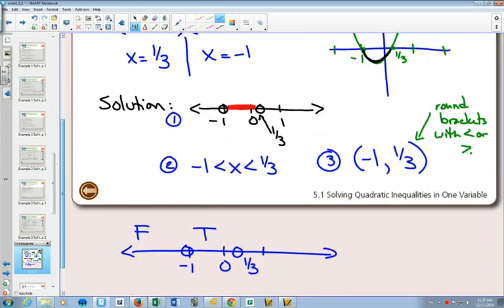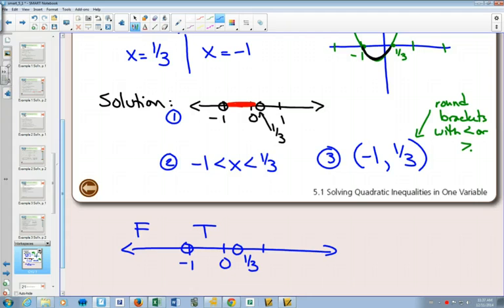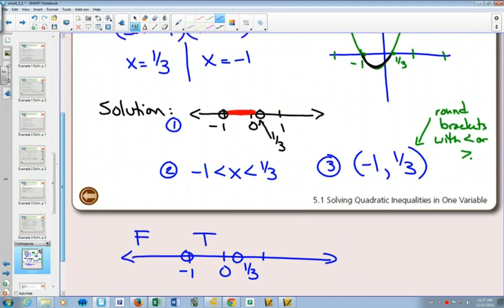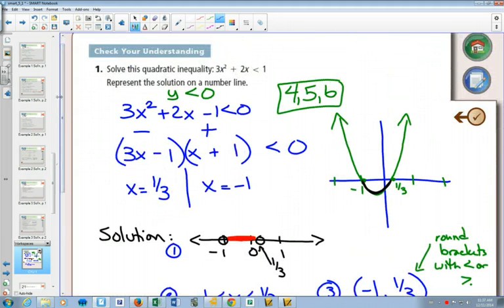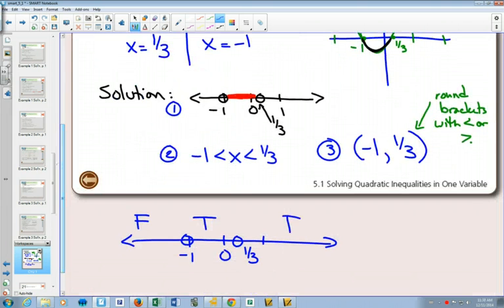And if you tried a number bigger than 1/3, what is a number bigger than 1/3? 5. If you plug in 5, you're going to get 3 times 5 squared, which is 75, plus 10 is 85, minus 1 is 84. Is that test point less than 0? No. You would find out this section would also be false. So you'd be able to say that our solution is this part.